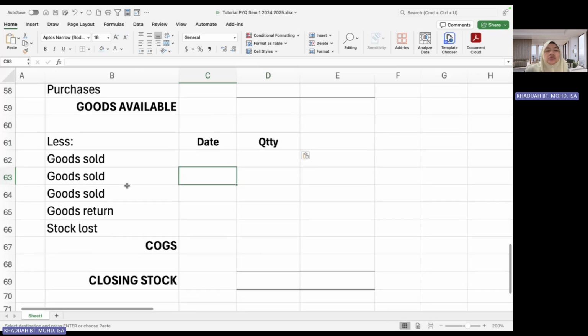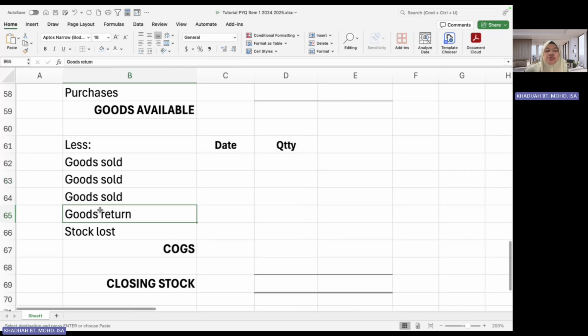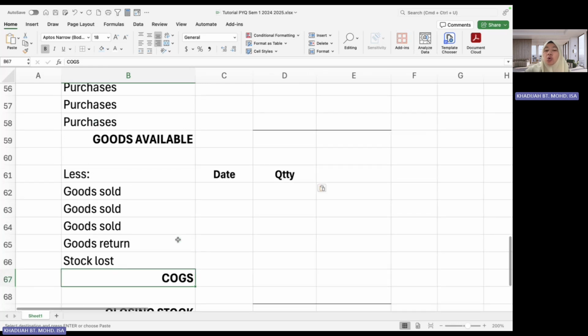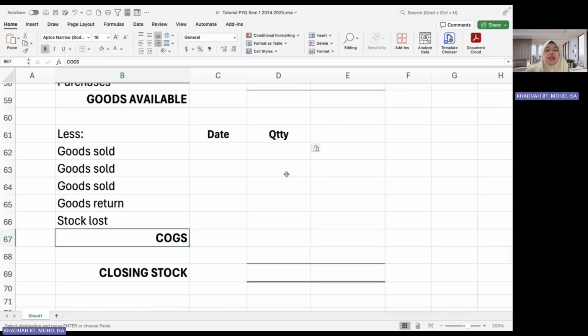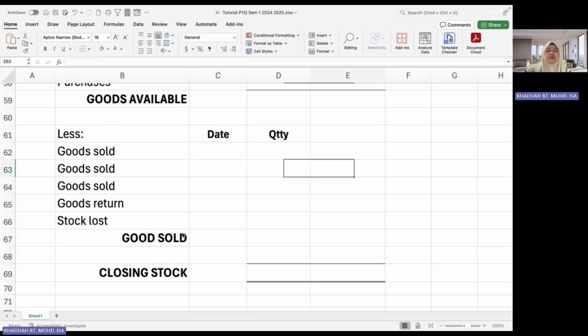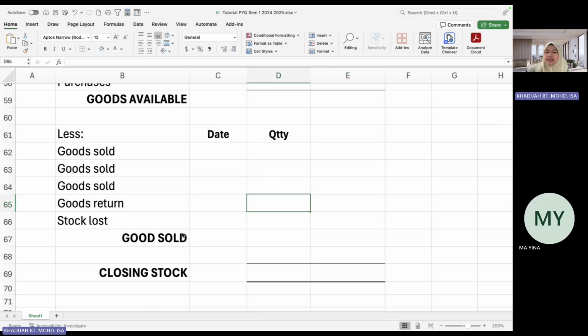And in this case also, sometimes there's a goods return. For example, in the question, there's a goods return, so that will also be included under here. So this is actually to determine your goods sold, cost of goods sold. But in this case, let's put it as goods sold rather than the cost, because we are not determining the cost yet, only the number of units which is sold. And that includes goods return.